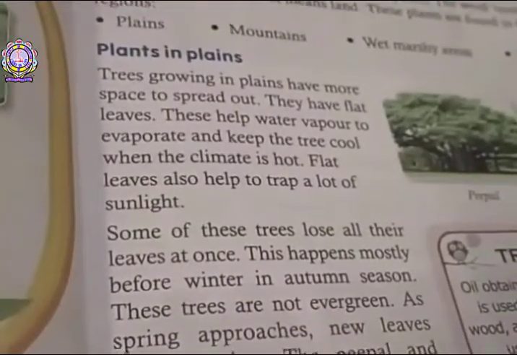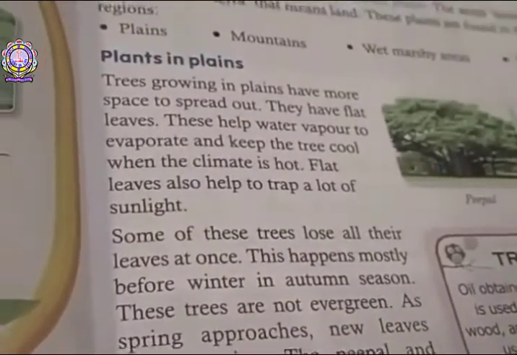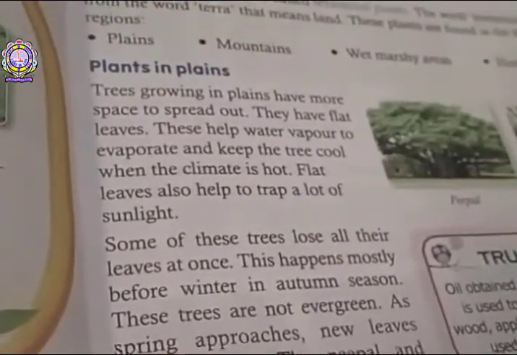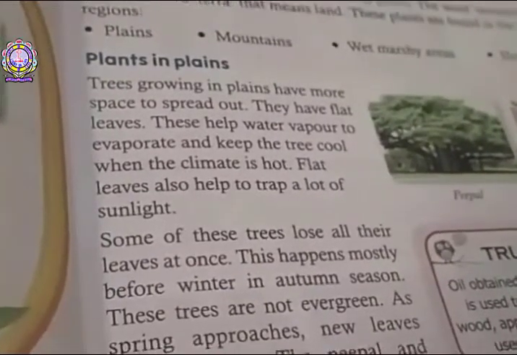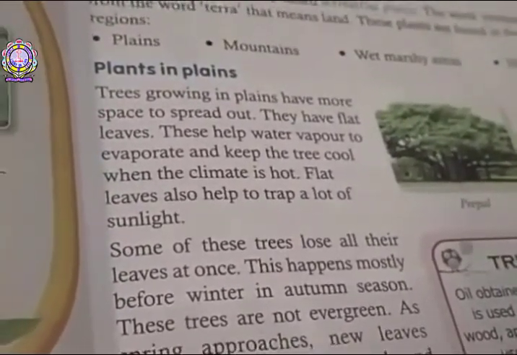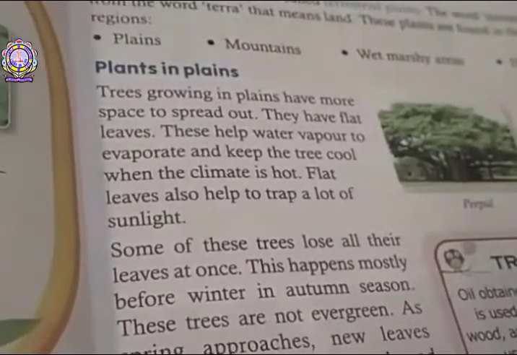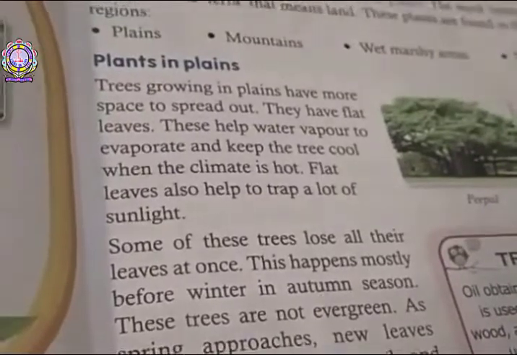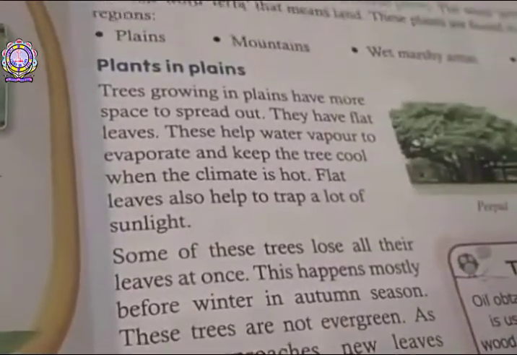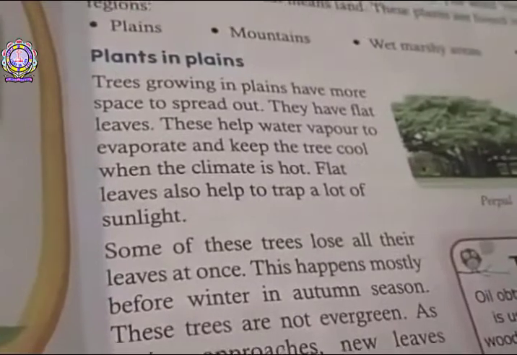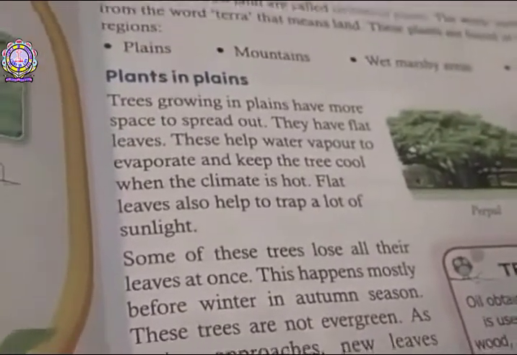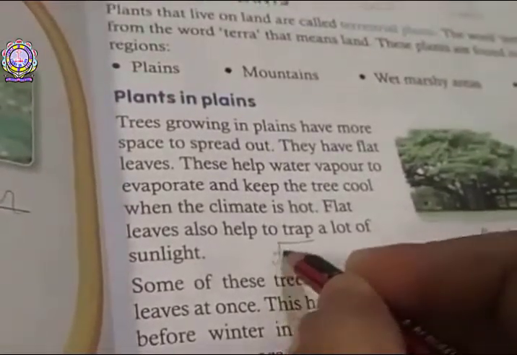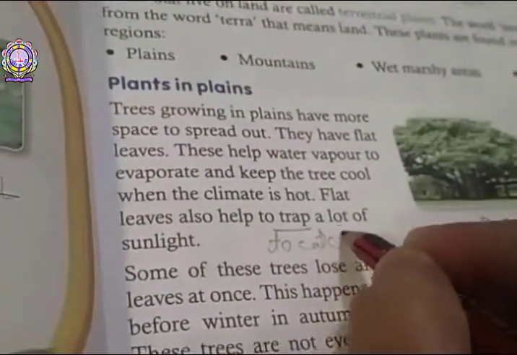The plants which grow on the land, the first type is plain. The leaves of these plants are flat, and these help water to evaporate to keep the tree cool. And when the climate is very hot, the leaves also help in trapping sunlight. Trap means to catch. Underline the word trap.